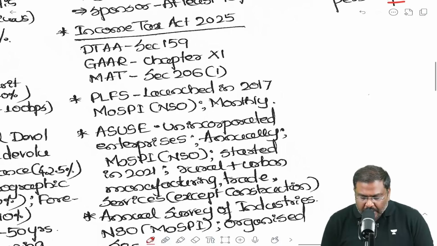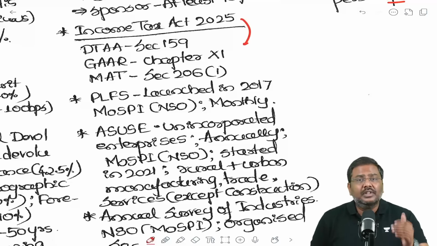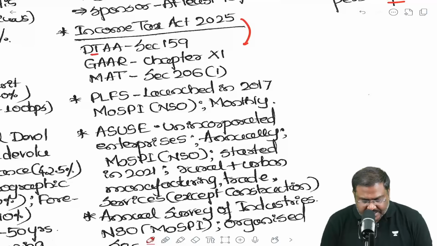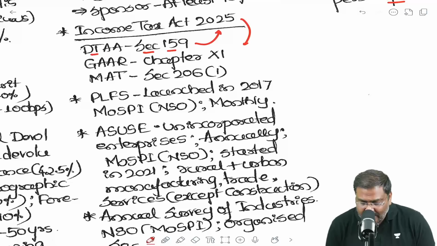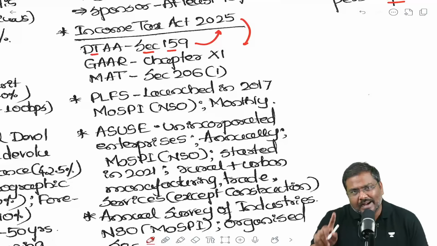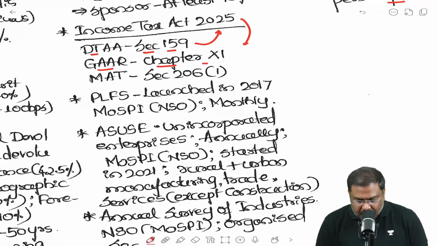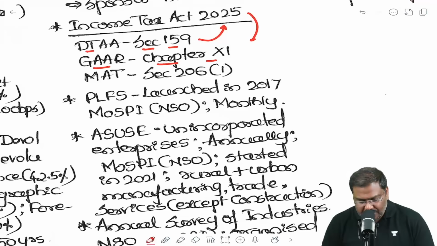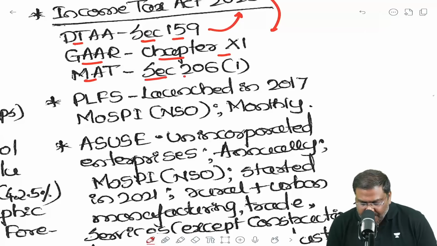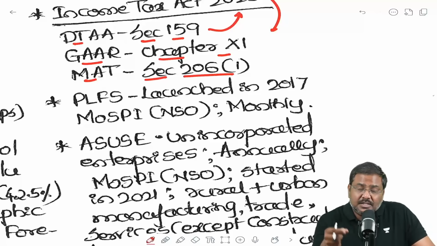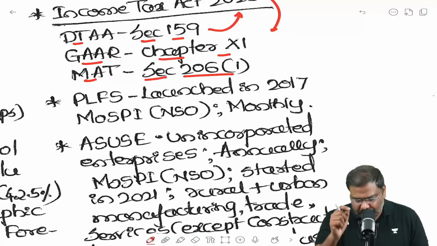Now let's move on. Important sections associated with the concepts that you have studied under income taxes. One is double taxation avoidance agreement, section 159. This is according to the Income Tax Act of 2025. GAAR, its section is chapter 11, general anti-avoidance rule. The MAT, section 206 is the updated section. MAT in fact has been revised from 15% to 14% in the recently announced budget.